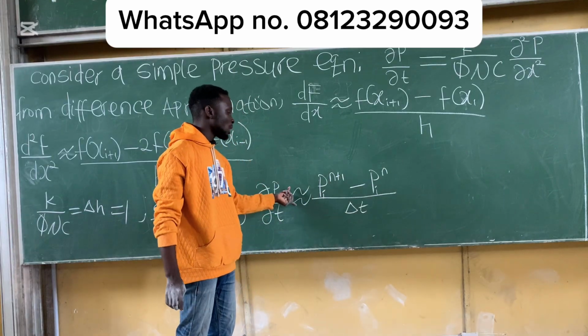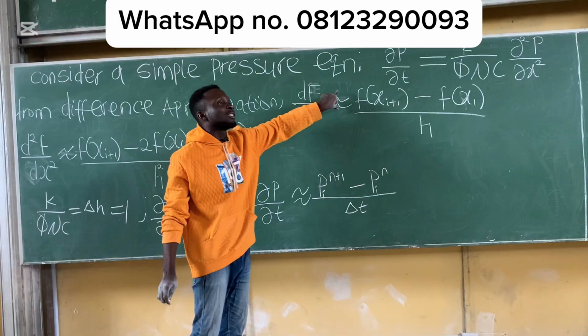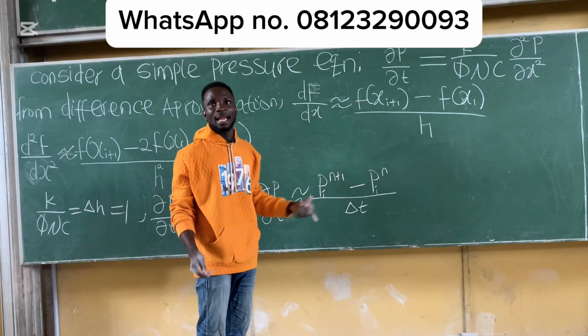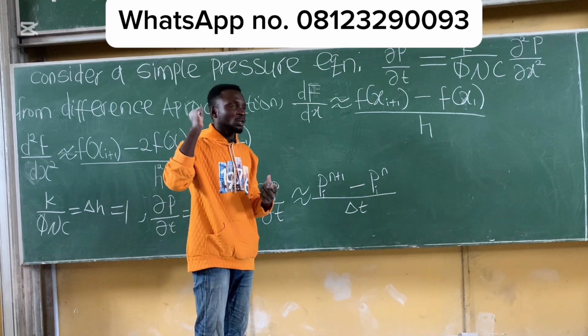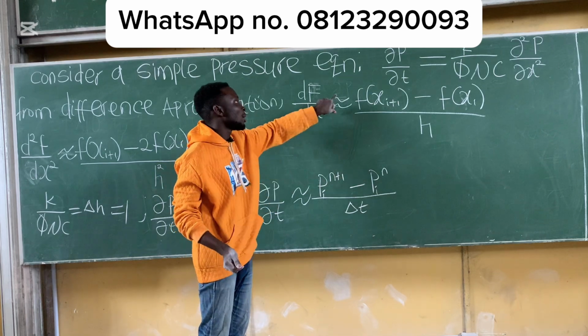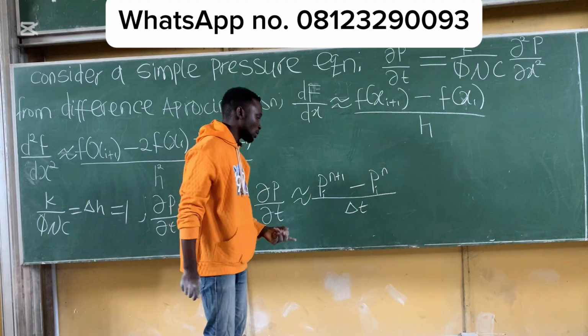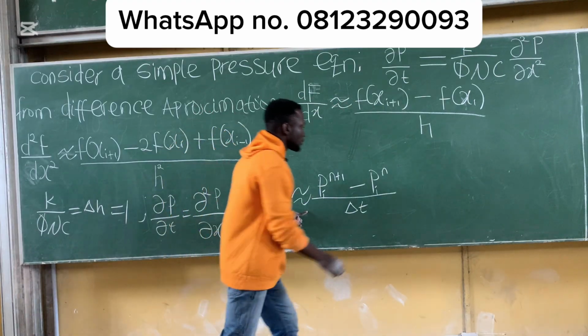The reason why we use the approximation sign here is because we have truncated the error from the Taylor series. Since we truncated the error, instead of using the equal to sign, we change it to the approximation sign. So this will be this.